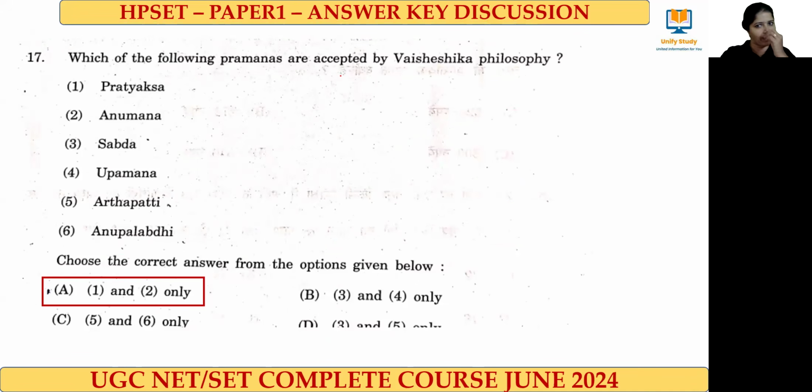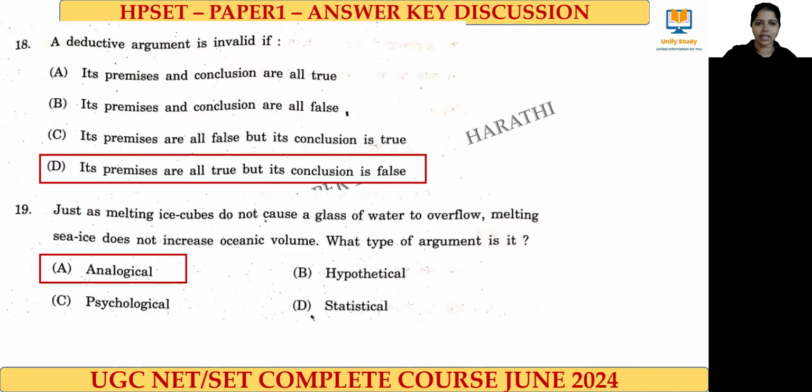Next question, by Shika. It is from Indian logic. The right answer is Pratyaksha and Anumana. Next one from logical reasoning: a deductive argument is said to be invalid if its premises are all true, but its conclusion is said to be false.